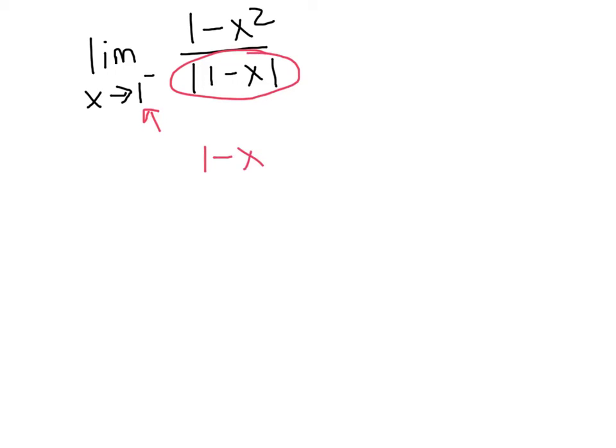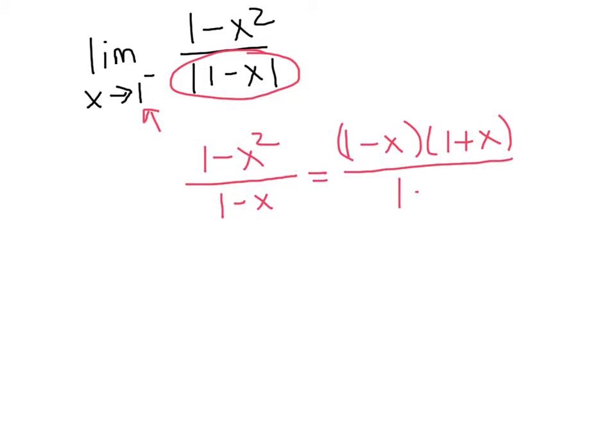So you're going to say that this is really the same as 1 minus x squared over 1 minus x. The numerator factors to 1 minus x times 1 plus x, difference of squares, over 1 minus x. And again, algebraically now we see the 1 minus x's cancel, and all you're concerned with is the limit as x approaches 1 from the left of 1 plus x. And that is a nice direct substitution problem.